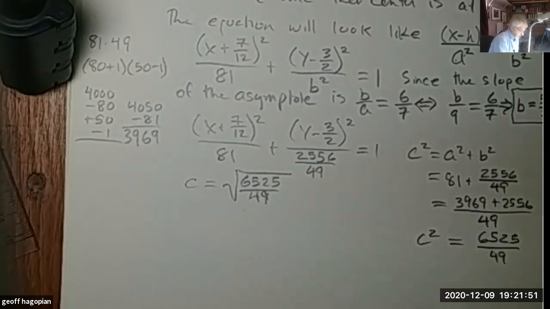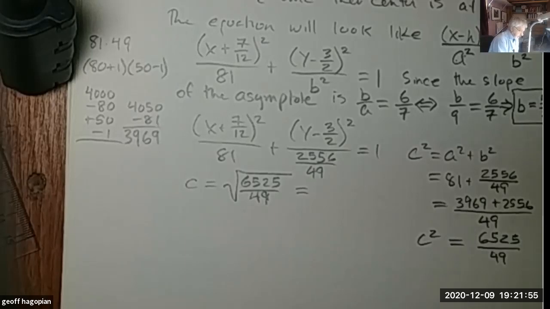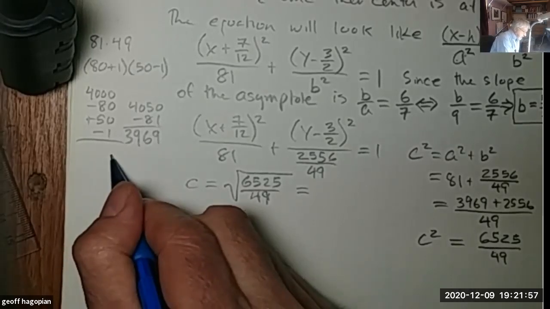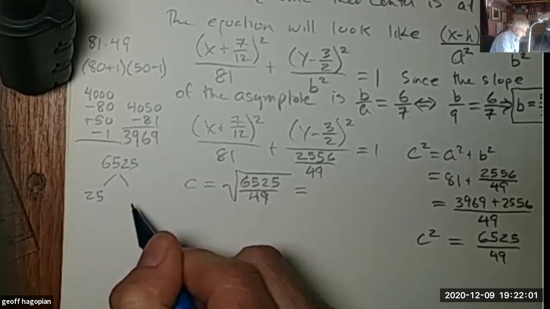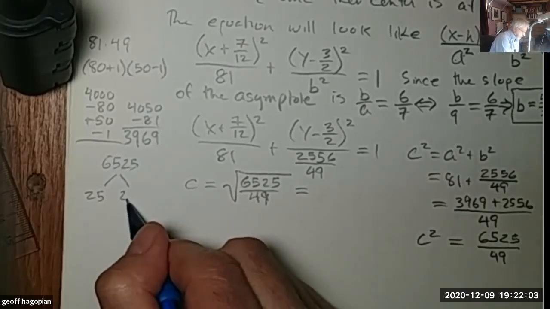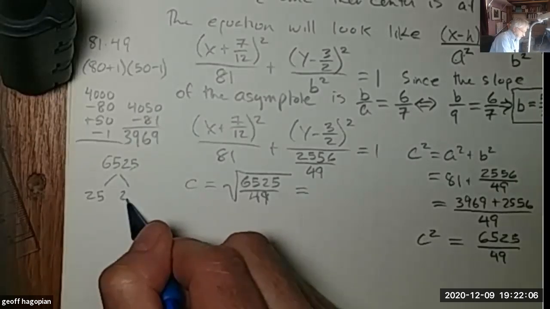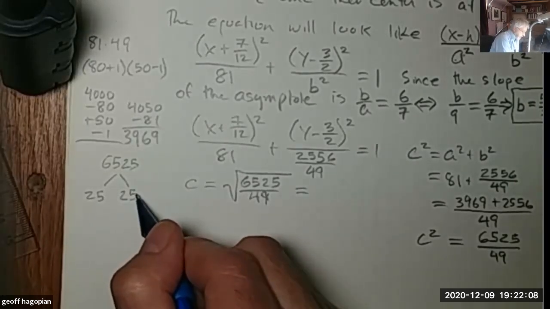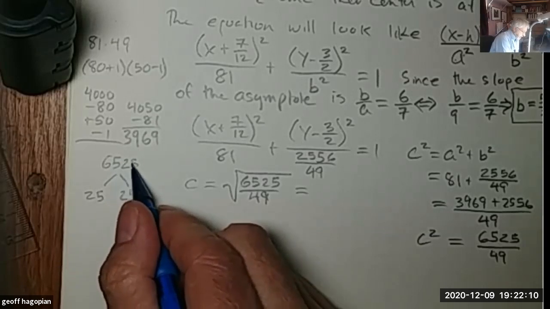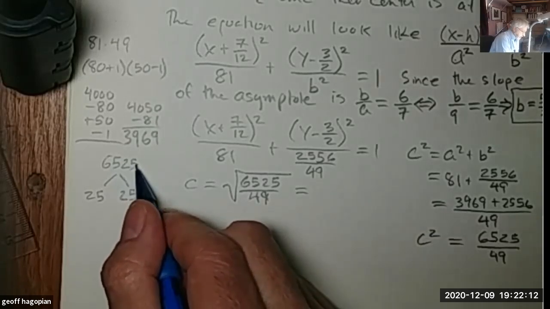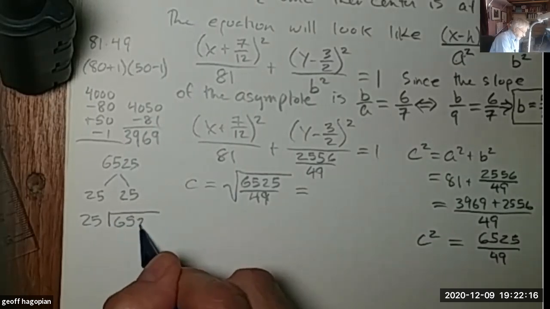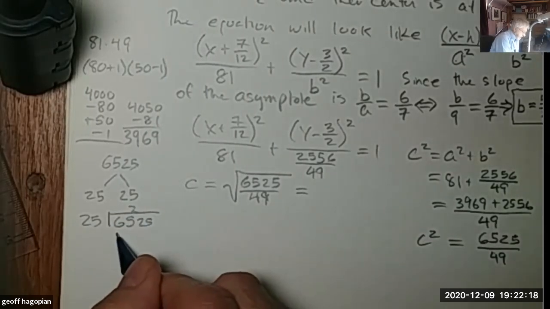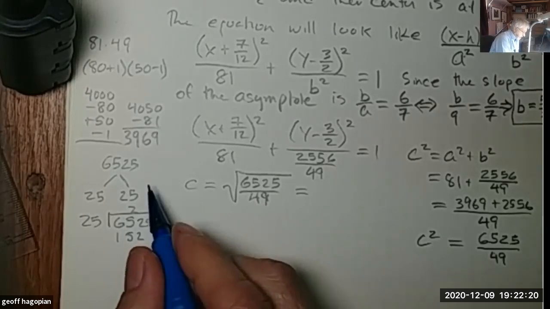So is that a perfect square? Kind of looks like a perfect square. It's divisible by 25, right? So 6525 is 25 times what? Well, it goes in 200 times, 150, so that 5 times, that's 125, so 25. Oh, I know it goes in evenly. So 25 goes into 65 twice, leaving 152.